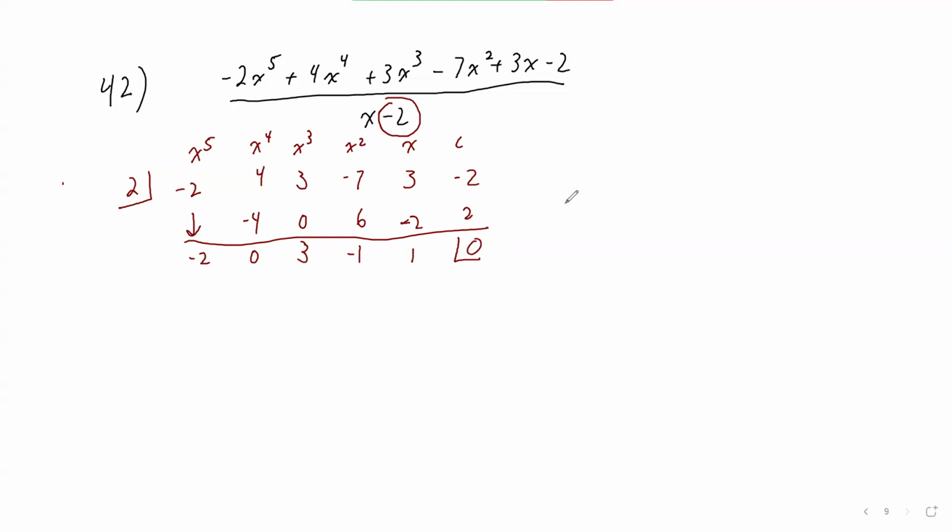So it just wants the answer, not the fact that it is or is not a factor. So you would write this as negative 2x to the 4th, because you decrease by a degree.